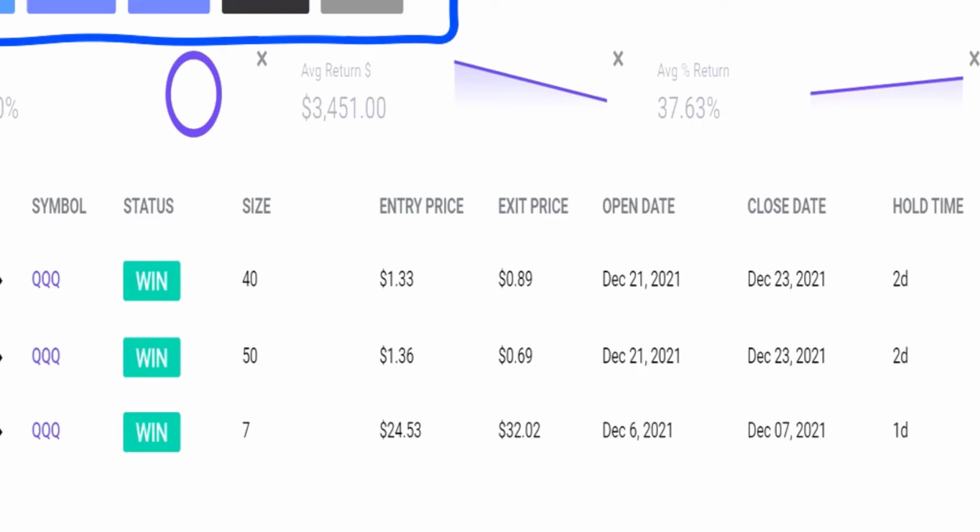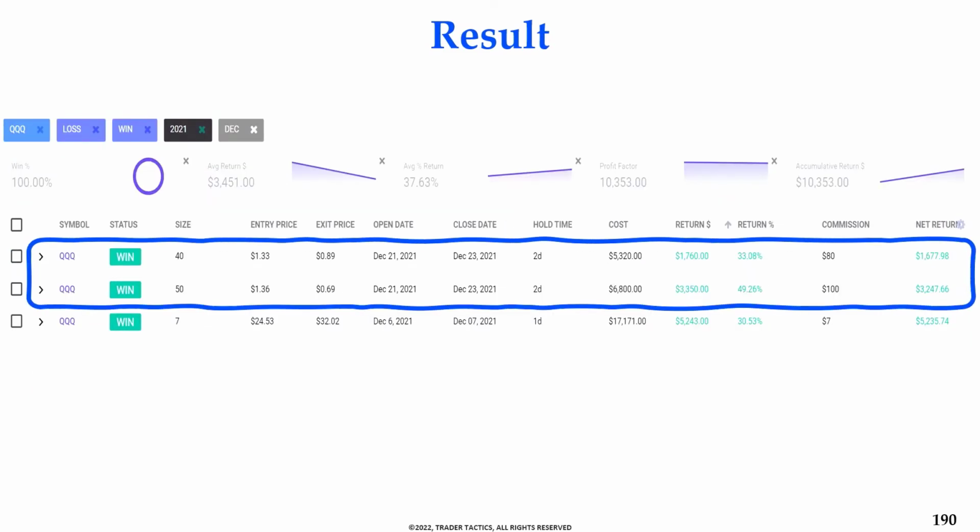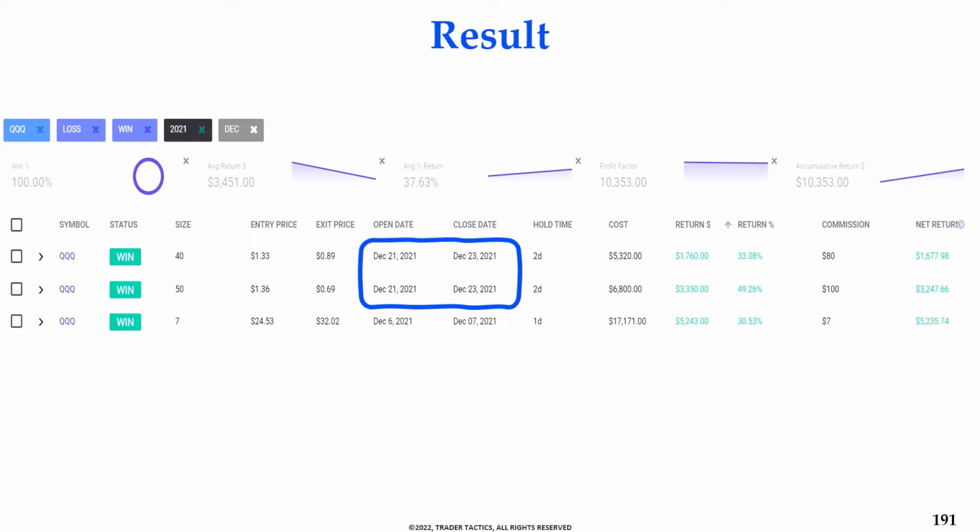So we've got QQQ, that's the market. Here's all the details in there. The status, the size, that's how many contracts I took using the options. The entry and exit price. You can see the dates that I opened and closed those positions. The hold time, pretty short. Only a 2-day swing trade for those first 2 and then a 1-day trade for the other one there. And then you can see the returns, commissions, and net return as well. Okay, so let's focus in on this one here. So there it is right there, open date, close date. And here it is on the picture.